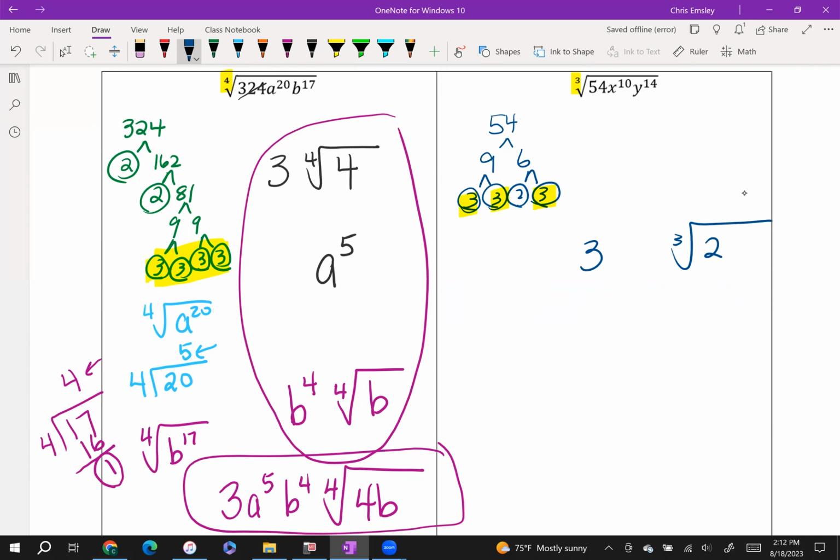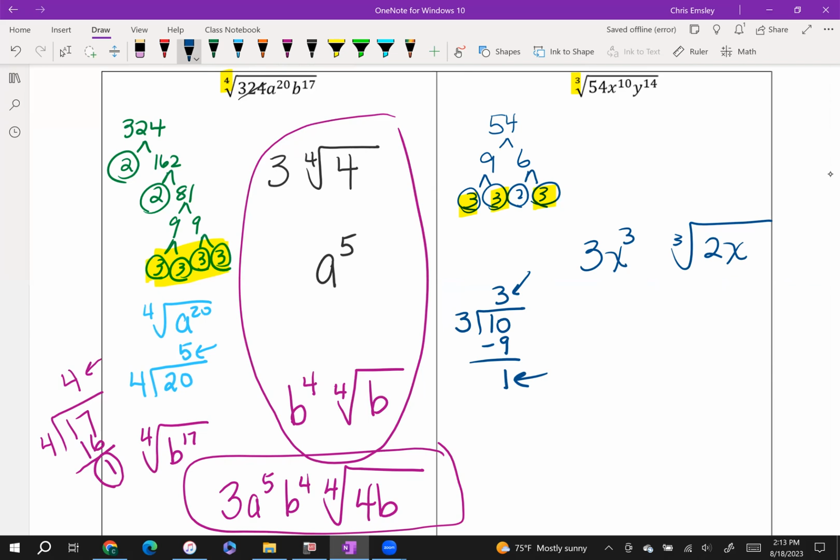What about the x to the 10th? How many sets of 3 are in 10? Well, there are 3 full sets, but that only makes 9, so there's still 1 left over. So x cubed gets to come out, and 1 x has to stay inside, x to the first power.